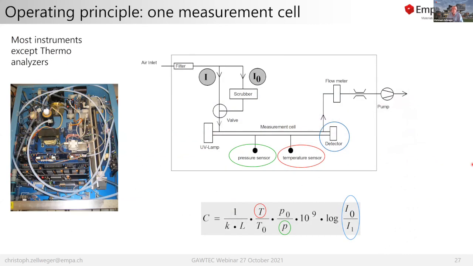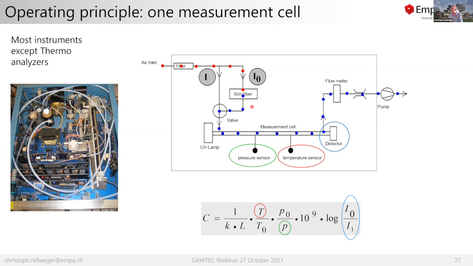So, the measurement principle, I mentioned it already. There are UV absorption instruments using one measurement cell. This is again a picture of a very old instrument. I think it's no longer on the market, but you see here one measurement cell. The principle here is you have your air inlet, then it goes to the measurement cell. You have a UV lamp, you have a detector, you measure pressure and temperature, and you calculate the ozone amount fraction with this. Of course, you need the reference, and there the air passes over this scrubber that removes all the ozone, but otherwise it should not change the matrix.